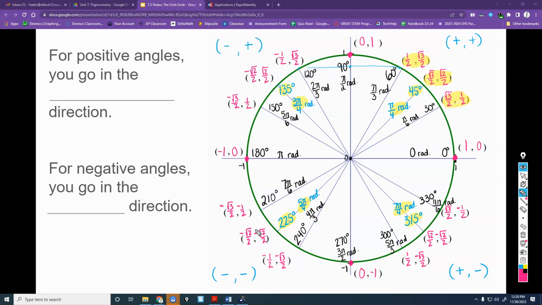All right, so for the unit circle, there are three main reasons we need to know it. The first reason is because the state of North Carolina said that it is in our curriculum and we have to learn it for this class. And so that is what it is.